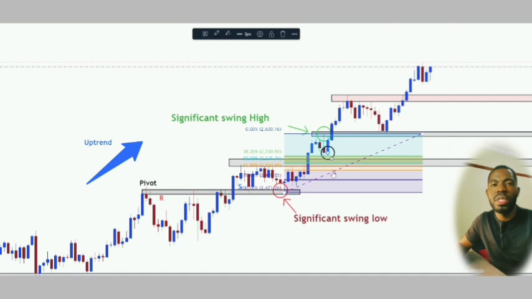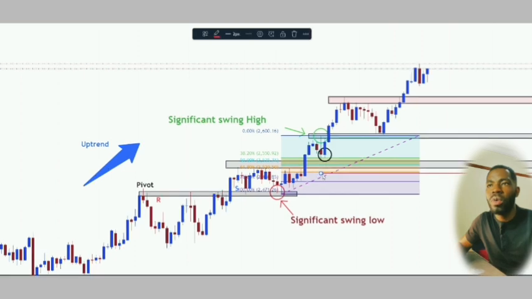Our stop loss, just like I previously illustrated, will be a few pips below the 61.8 right here. The 61.8 line is this orange line right there. So after buying from here, we place our stop loss right here.